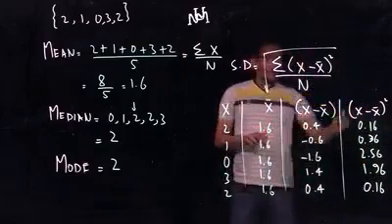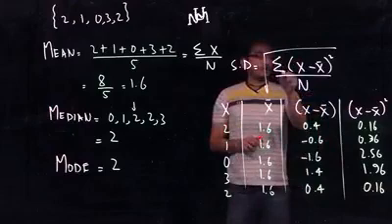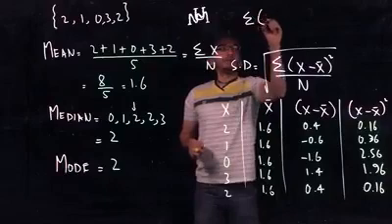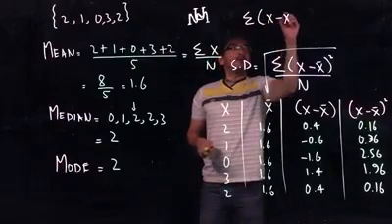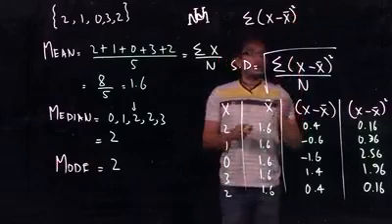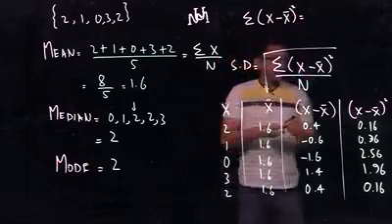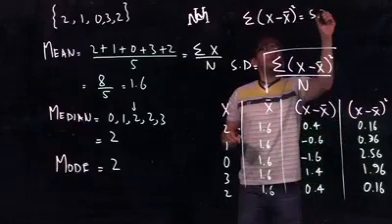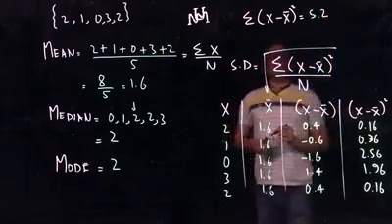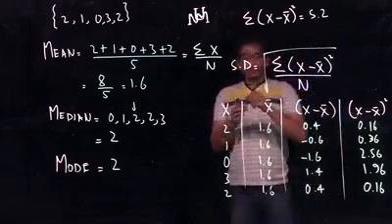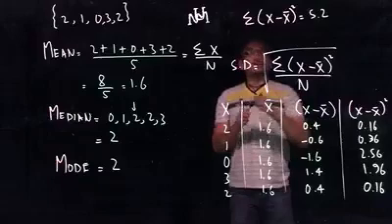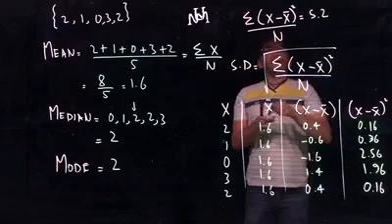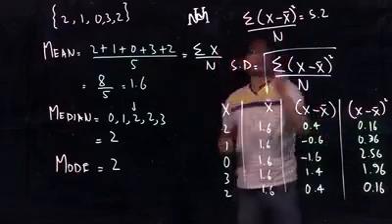The next step is to add all of these numbers up, because there's a summation sign over here. Our summation of x minus x bar whole square comes out to be, when we add all of these numbers, 5.2. After this, we need to divide this number by n. n in our case remains the same, 5, which is the total number of observations.